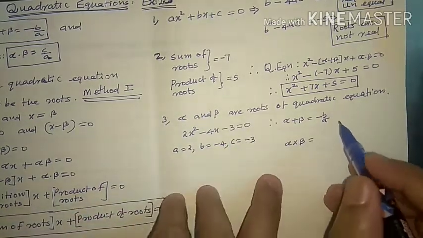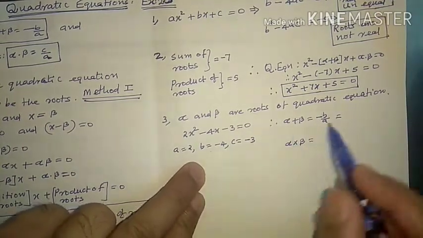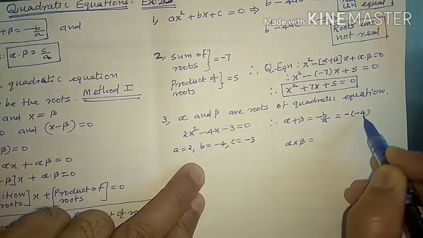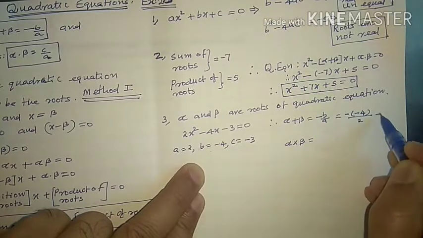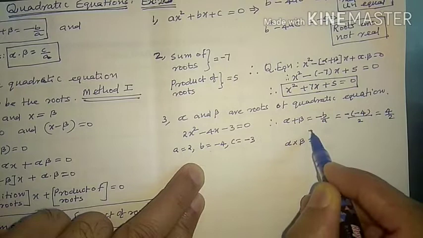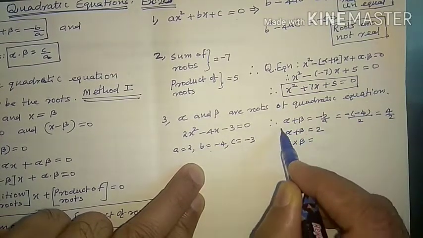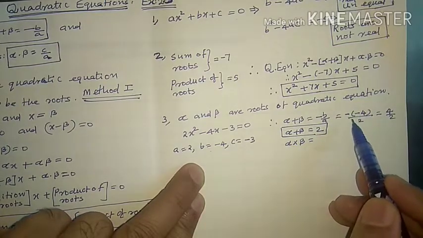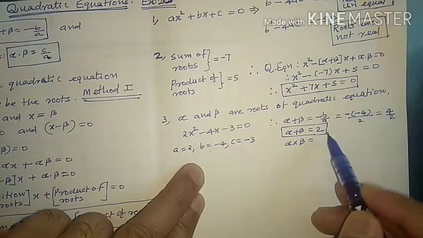So here, minus b. B is minus 4. Minus b is minus of minus 4 upon a. A is 2. Minus into minus becomes plus 4 by 2. How much is it? Alpha plus beta: minus into minus cancels, sorry, becomes plus. 4 by 2 is 2 by 1, which is 2.